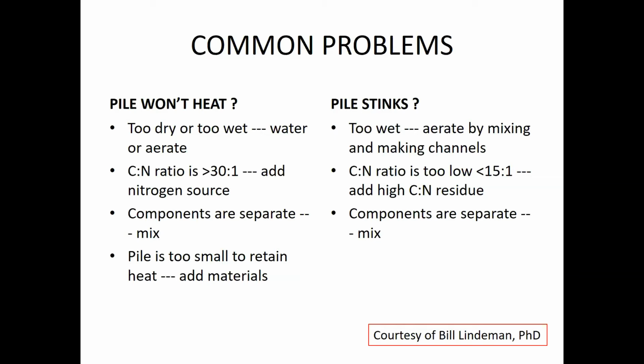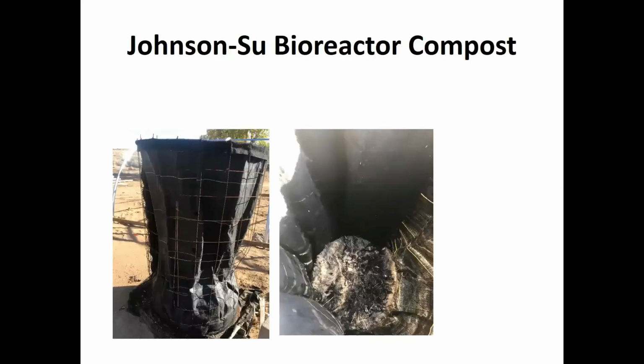Or your carbon to nitrogen ratio is too low. That means you have way too much freshly table scraps and manures and whatnot, but not enough leaf material in there. And if the components are separated, you need to keep them mixed up.